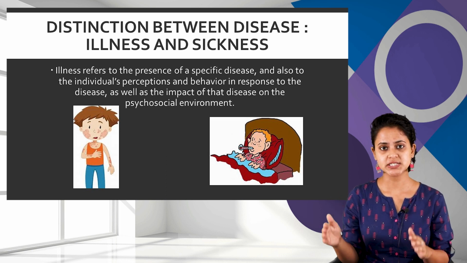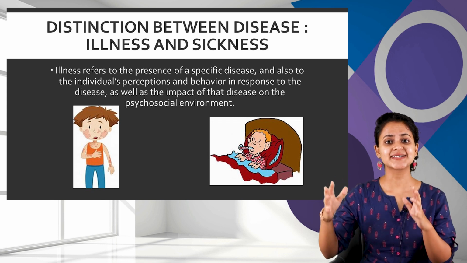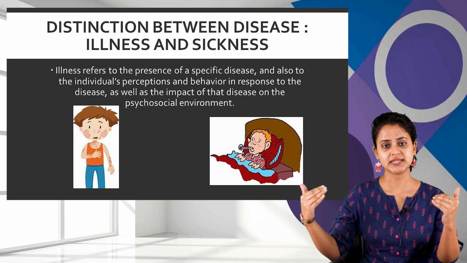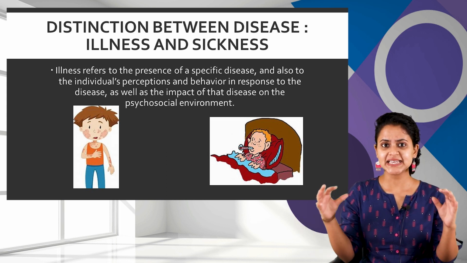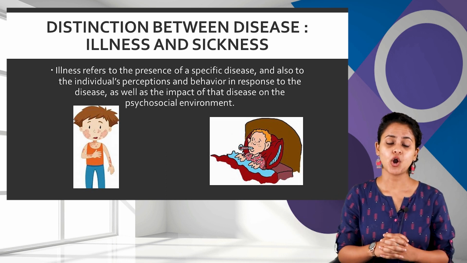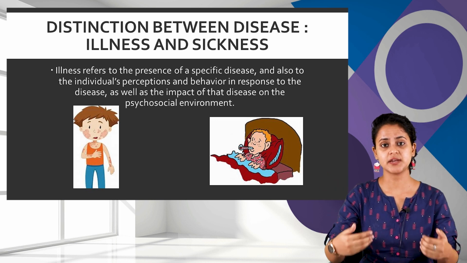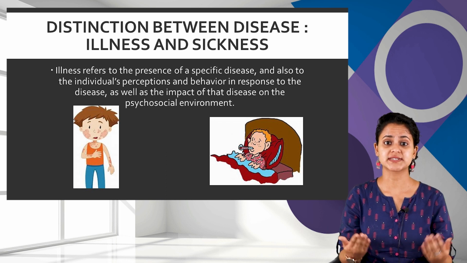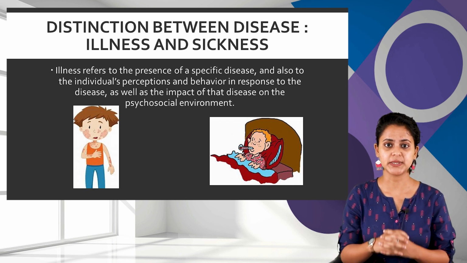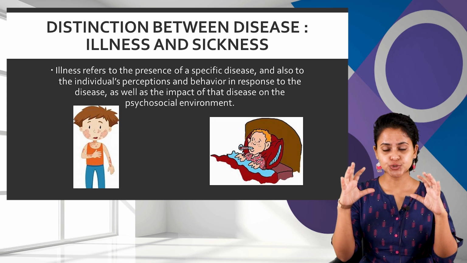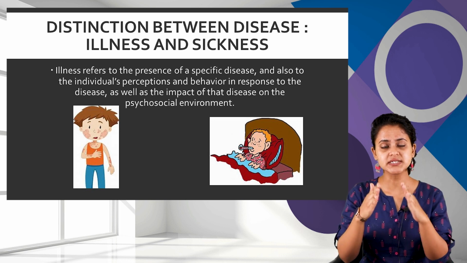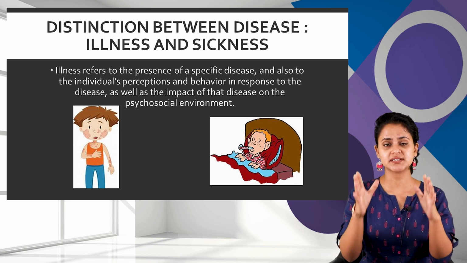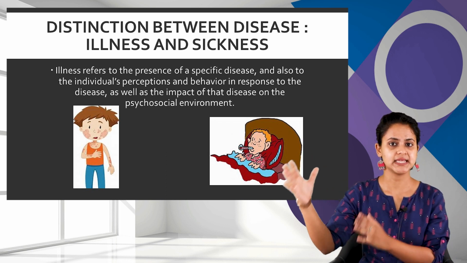So I hope you understood that disease is the presence of uneasiness or the deviation of physical, social, and psychological well-being. Whereas illness is basically focusing on the individual's perception and behavior towards the disease process or towards the deviation that has occurred. So I hope through this statement you got the idea about the differences between the terms disease and illness.